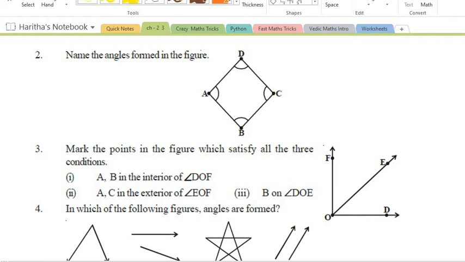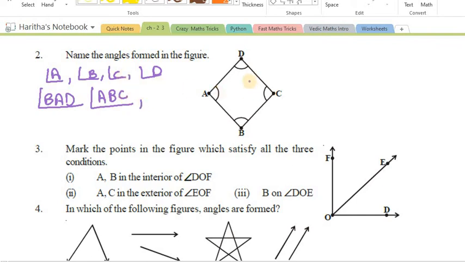Name the angles formed in the figure. So first we will write the angle A. Okay, first we know like this, no? Angle A, angle B, angle C, angle D. And how to write angle A? Angle BAD means whatever the angle you are saying, that alphabet should be in the middle. Now for B, how can you keep it in the middle? Yes, angle ABC.